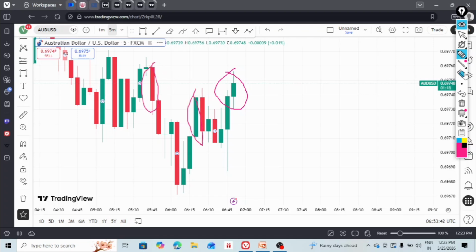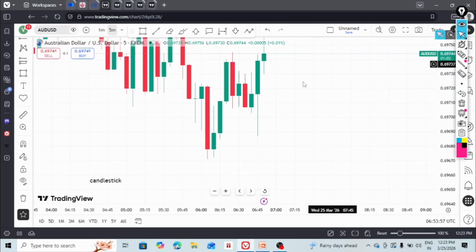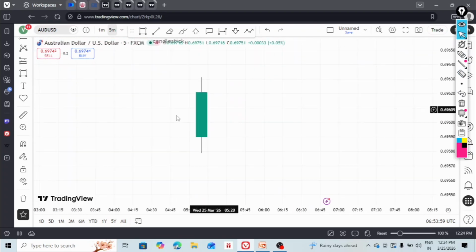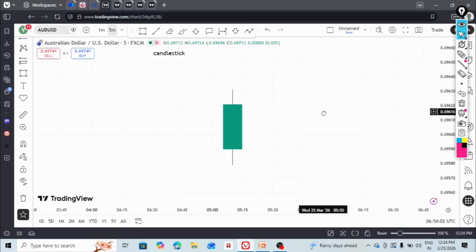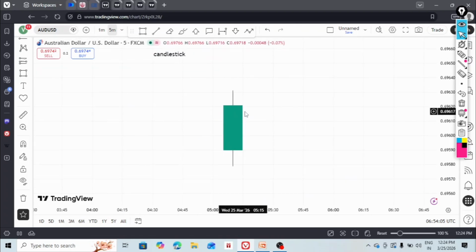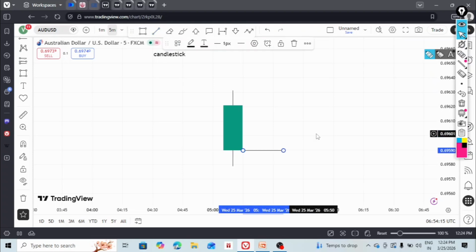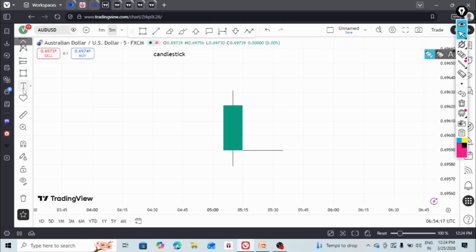Okay, so this is a candlestick, and the candlestick is formed using four important price points, which are the open, the high, the low, and the close. We will look into that. Here we have a candlestick, and this is the bullish candle. The opening price of the candle is here.